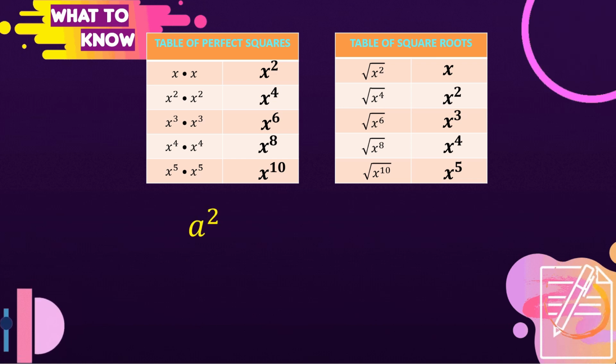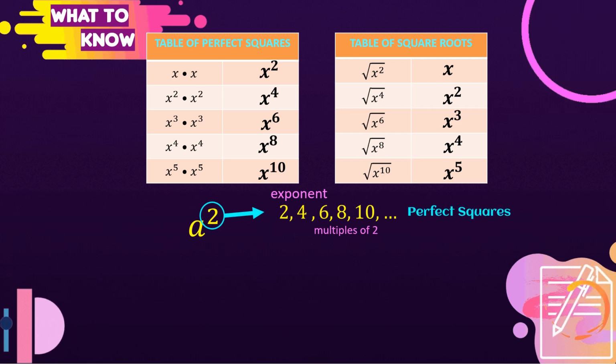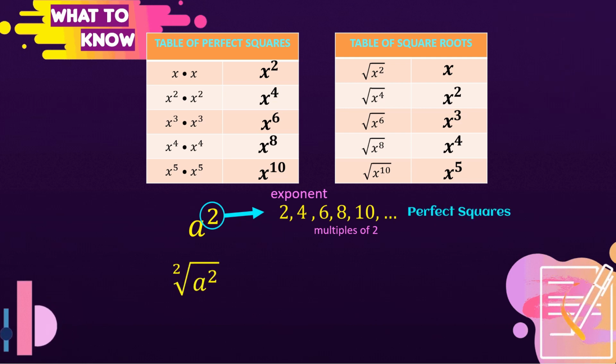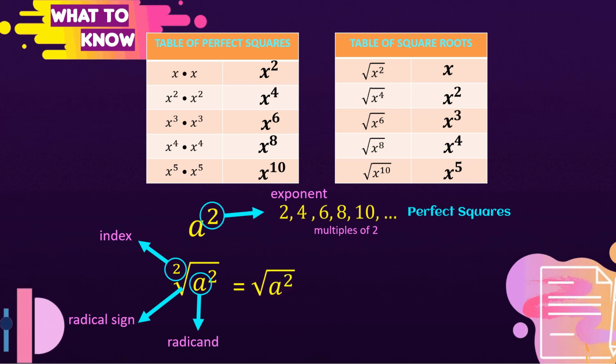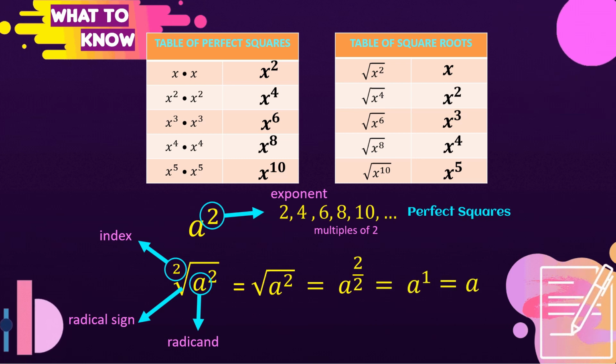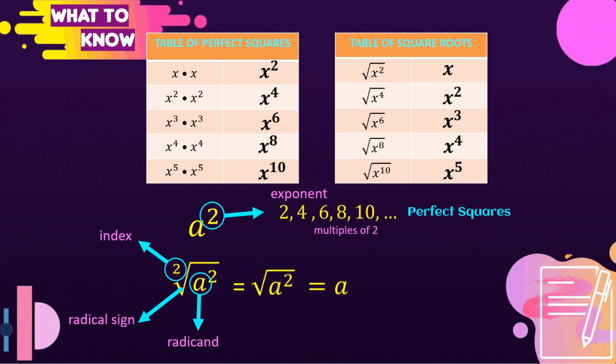So let's have a squared. 2 is the exponent, and if the exponents are 2, 4, 6, 8, 10 or multiples of 2, or even numbers, they are considered perfect squares. Now given the square root of a squared, from the word square, the index is 2 and it is understood, so no need to write it. a is the radicand and we have the symbol for the radical sign. The square root of a squared is equal to a to the power of 2 divided by 2. So we have a to the first power, or simply a. Therefore, the square root of a squared is equal to a.